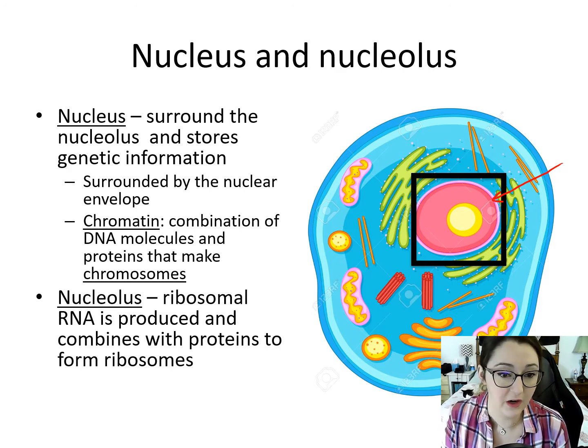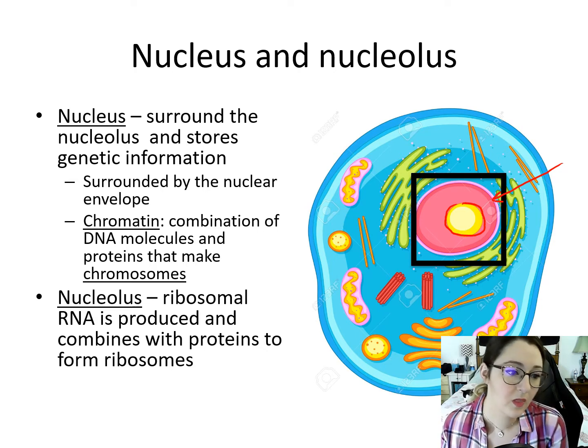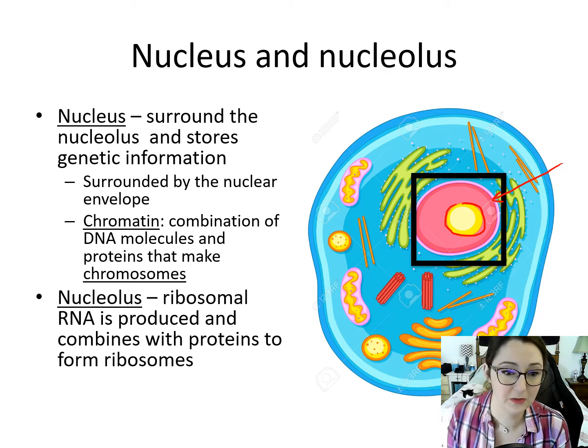And then next we have our nucleolus. That's this little yellow guy here in the middle. It is going to contain ribosomal RNA that is going to be produced and combines with proteins that form ribosomes. And ribosomes are these little circles out and about here, as well as attached to these structures here. And we'll talk about them as well.